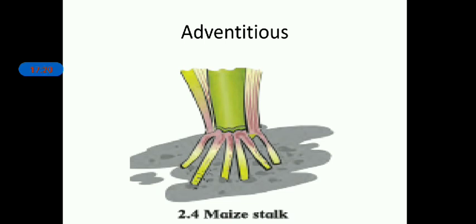Now, one more root we will observe, prop roots. Prop roots are seen in the banyan tree. You can refer to the banyan tree diagram on page number 11. This root rises from the branches and grows towards the soil. You might have observed this: from the branch, they come downward towards the soil. Once they reach the soil, they support the canopy of the huge tree.